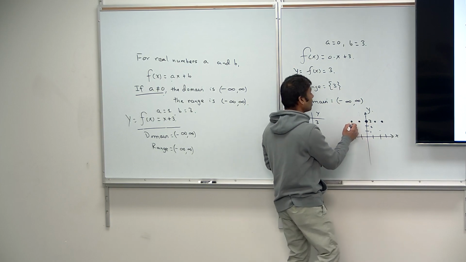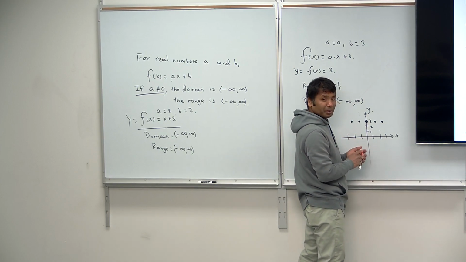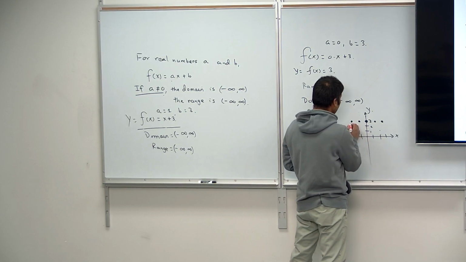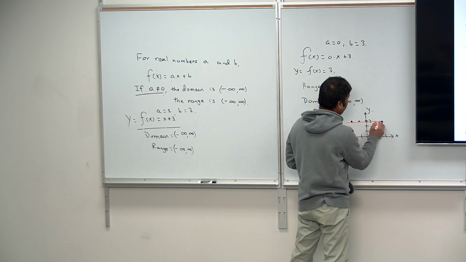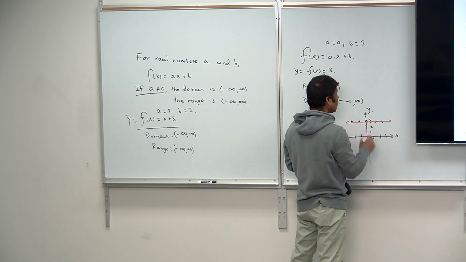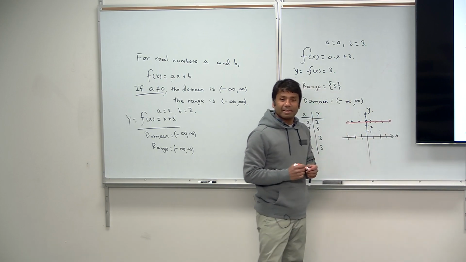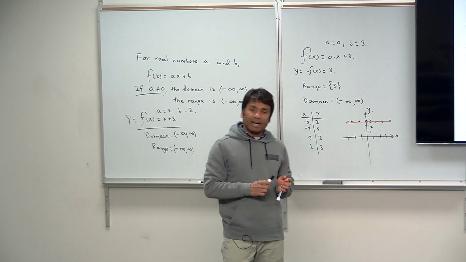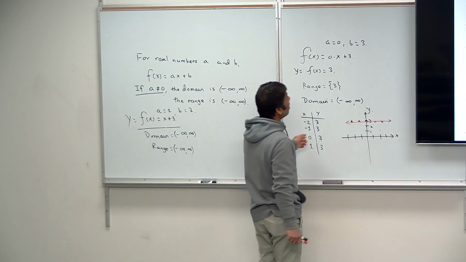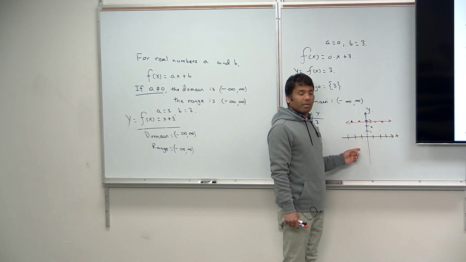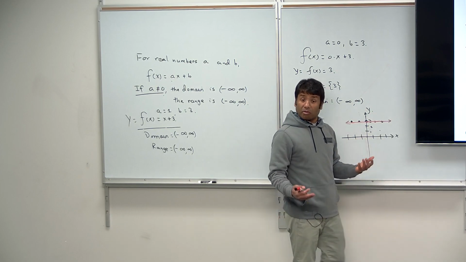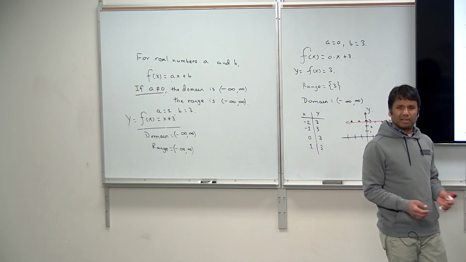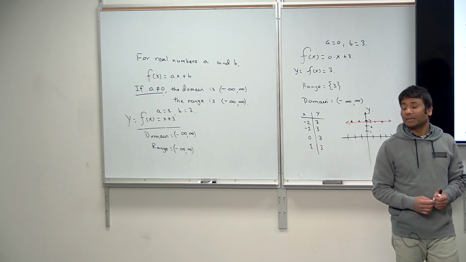And if you join them, did you see that? You see the horizontal line, right? And what is the domain? Domain is the set of all real numbers, right? What is the range? Range is the number 3. Does that make sense? Yeah.